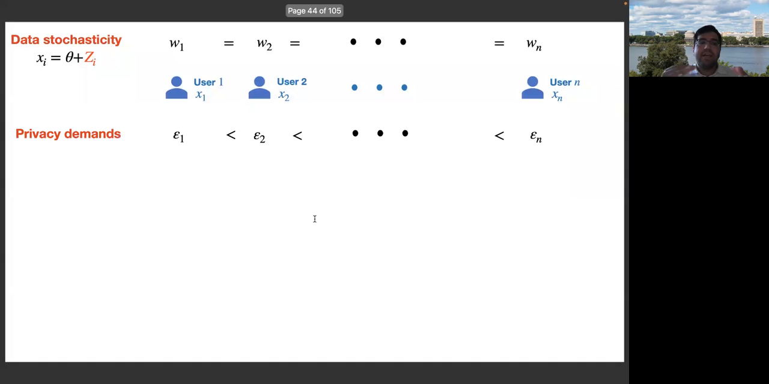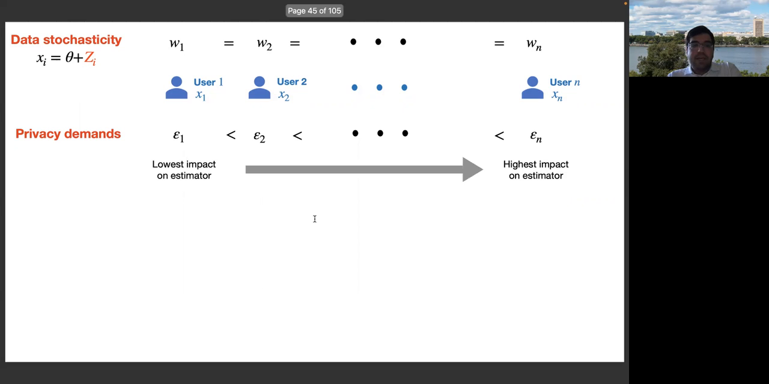Now, let's assume that we have these privacy demands in place. And without loss of generality, let's say we can sort these epsilon_1 to epsilon_n so that epsilon_1 is the smallest and epsilon_n is the largest. This means that the data of user 1 should have the lowest impact on the estimator, roughly speaking. And roughly speaking, the data of user n could have the highest impact on the estimator. User 1 wants the highest privacy guarantee, lowest privacy loss, and user n can tolerate the highest privacy loss.